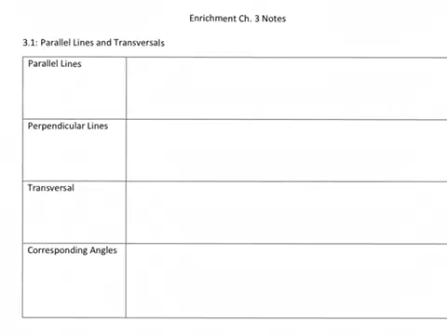Today we're going to learn about parallel lines and transversals. A set of parallel lines are lines that never intersect. And we've been working with those for years. So when you see parallel lines, they are just lines that never intersect.